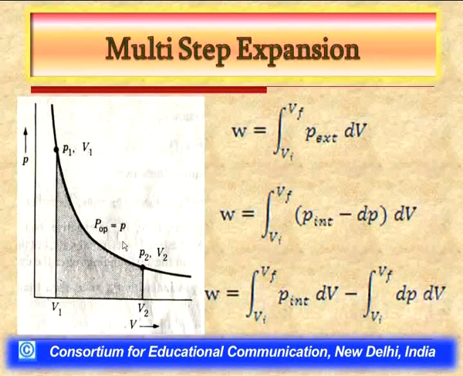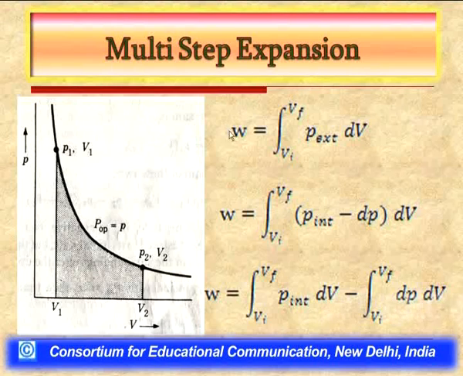So, now let us talk about the multi-step expansion process. You see, in a multi-step expansion process, we will carry out the whole expansion process not just in 1 step or 2 steps, but suppose in 10 steps, in a very large number of steps, and if we sum the work produced in each step, that will account for the total work produced for the same change in state from the initial state P1 V1 to the final state P2 V2.